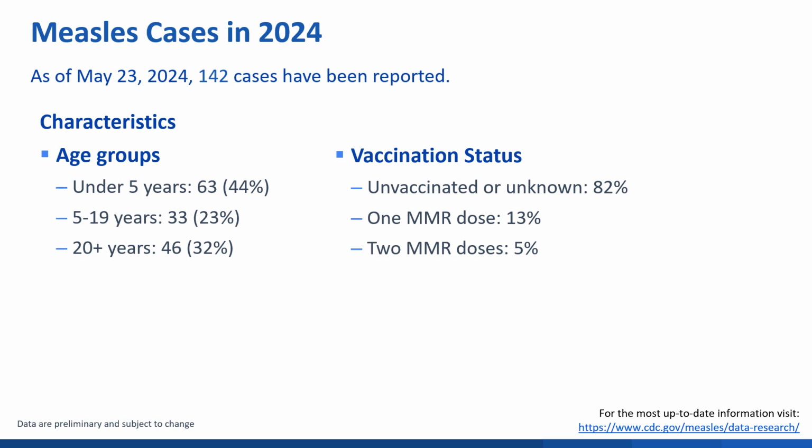And tracking with our national data since we achieved elimination, most cases have been among those who have been reported to be either unvaccinated or have an unknown vaccination status. So far this year, that's been 82% of all cases. 13% of cases have had a documented 1 MMR dose prior to infection, and 5% of cases have had documentation of 2 MMR doses.